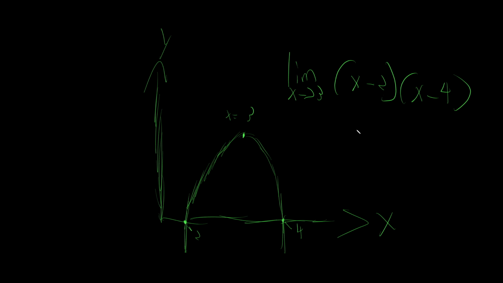So 3 minus 2, that's 1 times... I'm not sure what I did. Oh, yeah, I see what I did. My graph's pretty wrong, but just imagine that this is a new equation and it has nothing to do with the graph. 1 times -1. So the limit as we approach 3 is -1. So that's pretty basic.